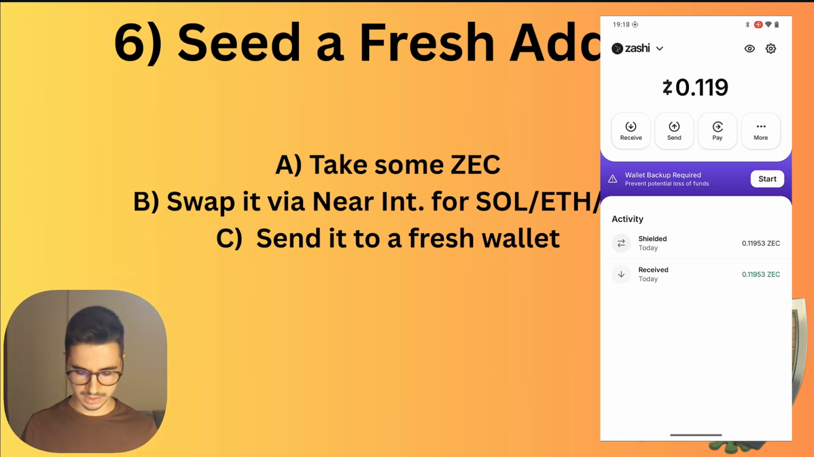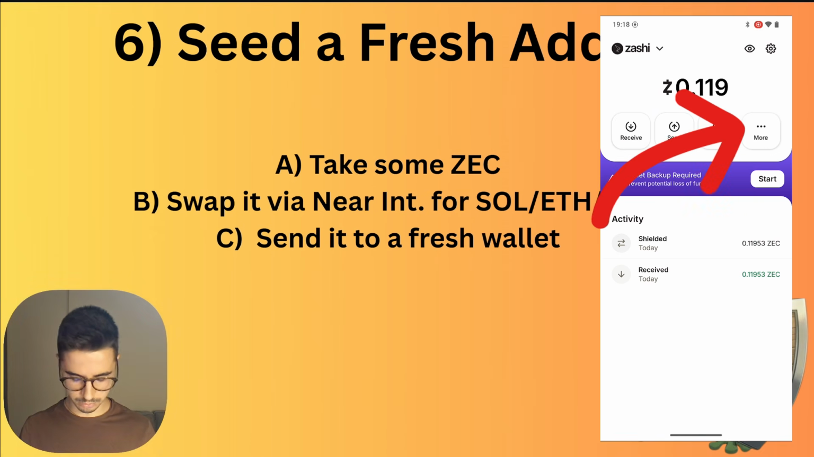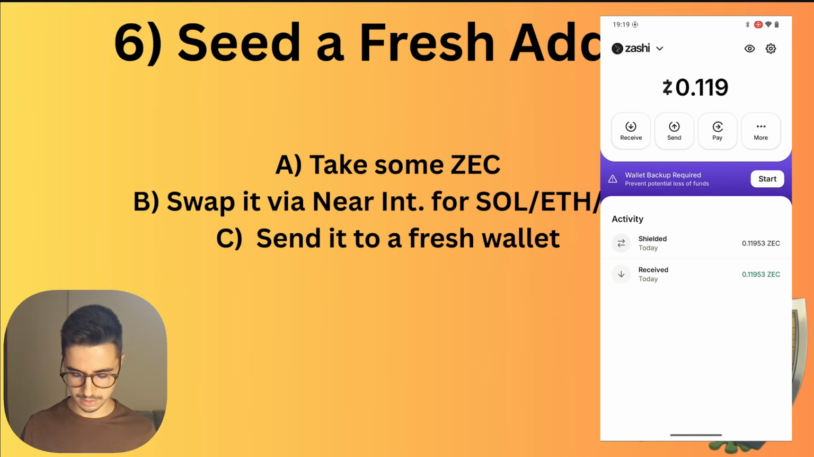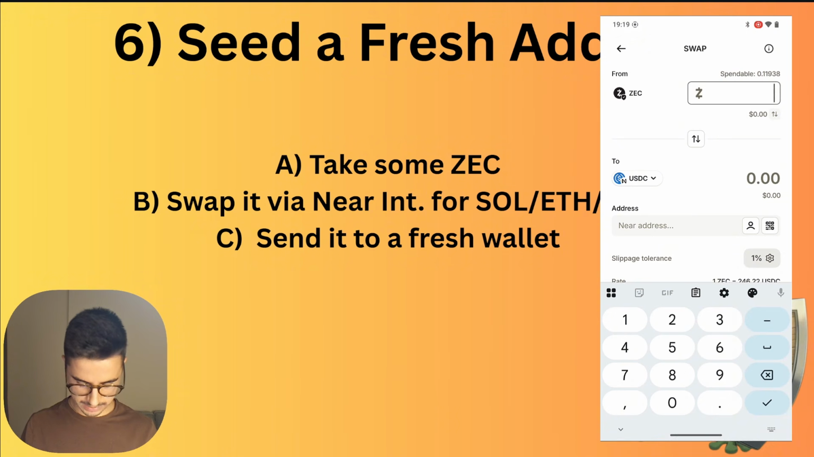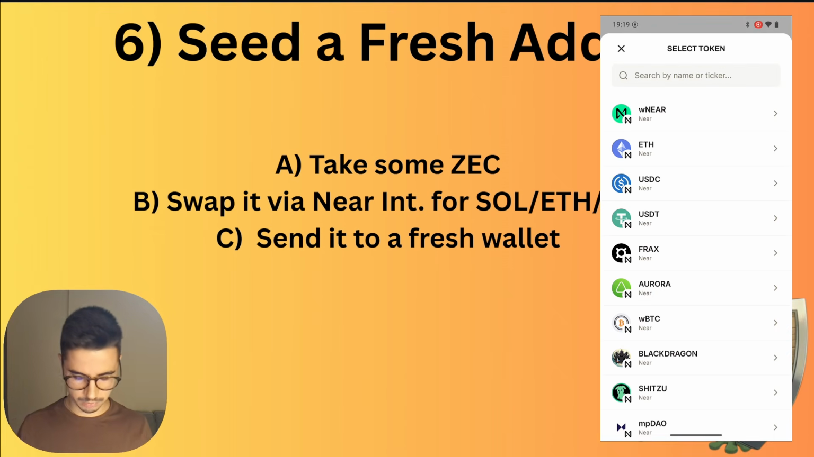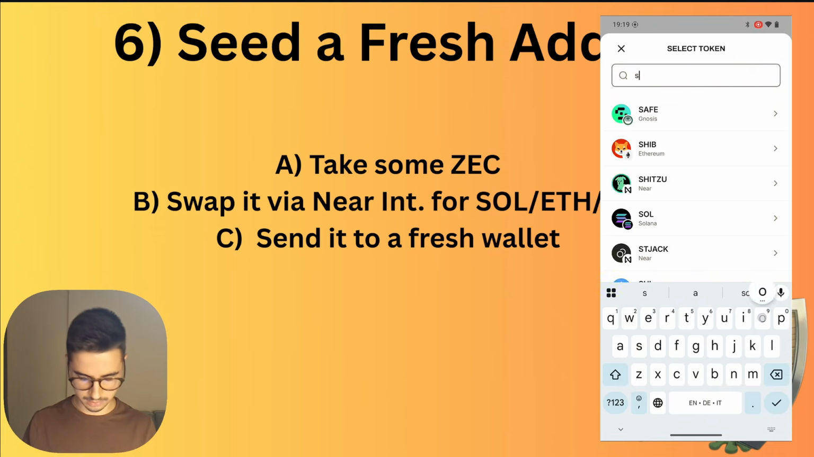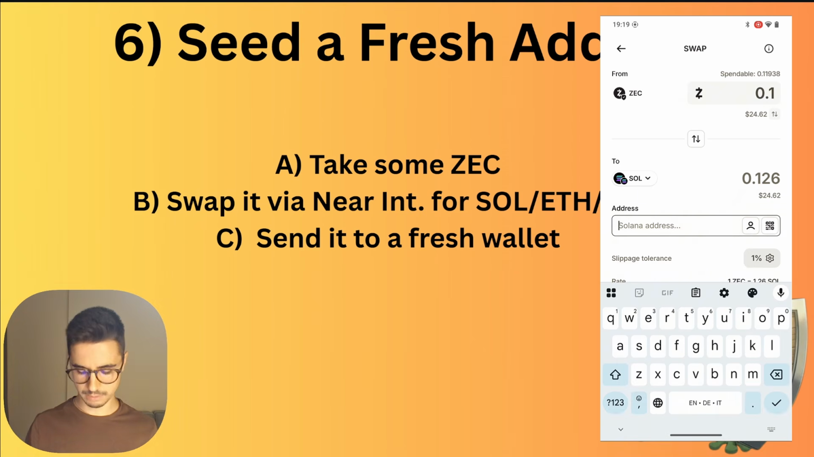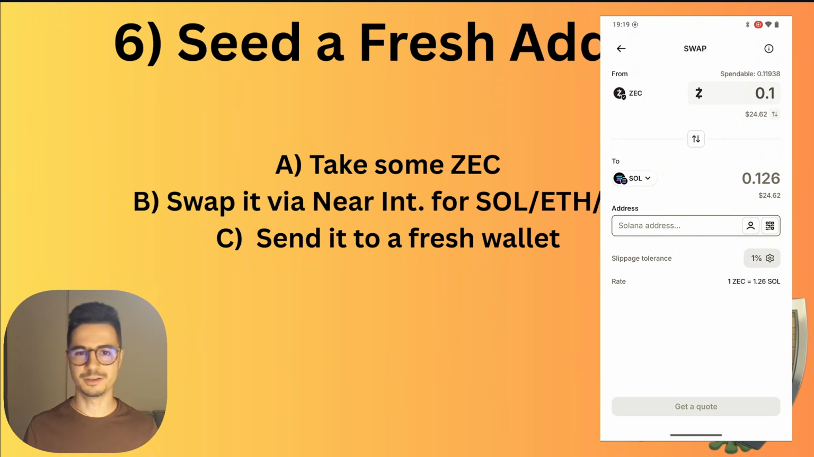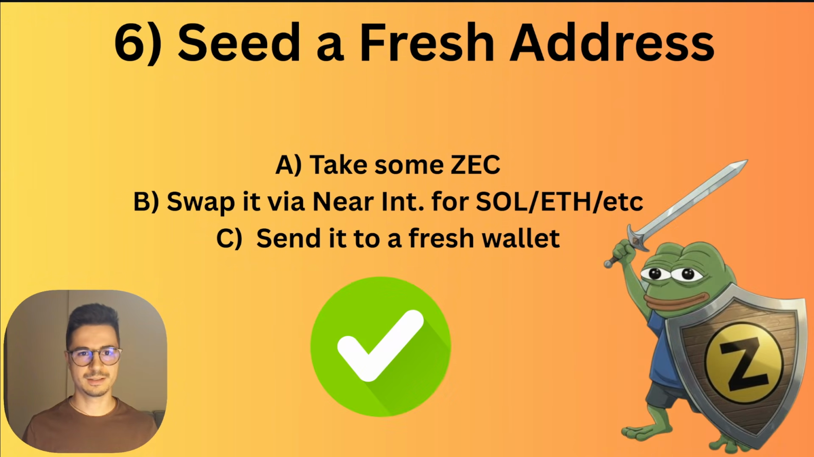And if you then want to send them out, just click here on more, and now we can swap it again via NEAR Intents. Let's click here on swap. So we have Zcash, let's do 0.1 Zcash, and we can send it literally to any chain and swap it for any asset. For the sake of this tutorial, let's go to Solana one more time, and we want to receive SOL. And here you can then just copy paste your fresh Solana wallet address and approve the transaction, and then congrats, you have successfully seeded a new wallet and gained 100% privacy.